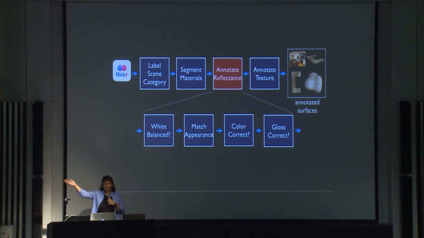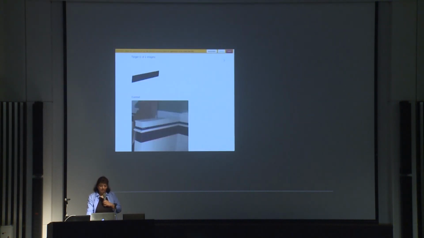Once you throw away the images that are not white balanced, now you need to match appearance, and then once you match the appearance, you check if the color is correct and the gloss is correct. I won't talk about the correctness testing steps. I'll just talk about the matching appearance step now. So here's a segmentation right here of tile. And we show the workers the segmentation both in context, so they can see it's a tile, and out of context, so they can focus separately on the material directly.